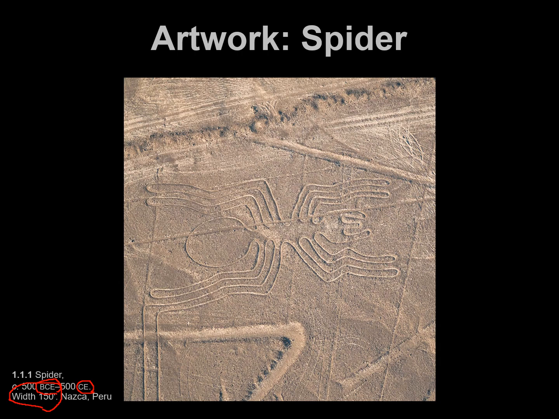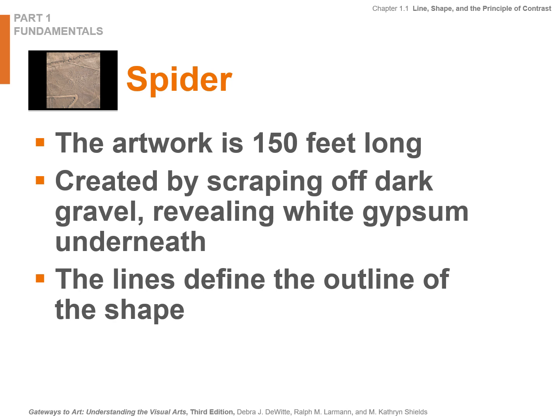But anyway, in this case, the Nazca line drawings, this is Spider, and this is one example of those drawings. The book even continues to tell us that it was created by scraping off dark gravel, revealing white gypsum underneath. The lines define the outline of the shape.